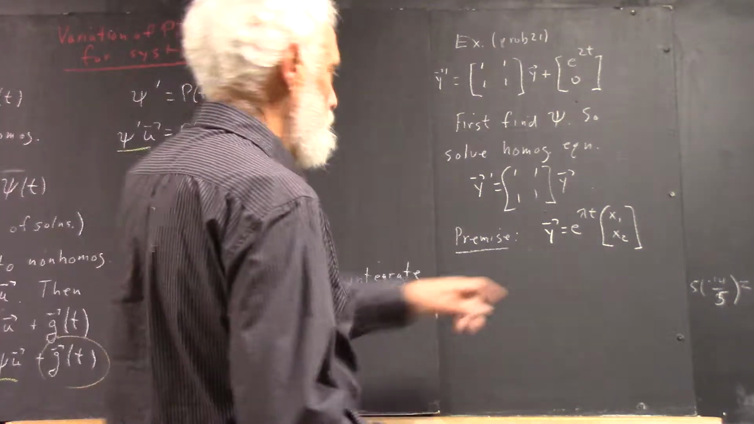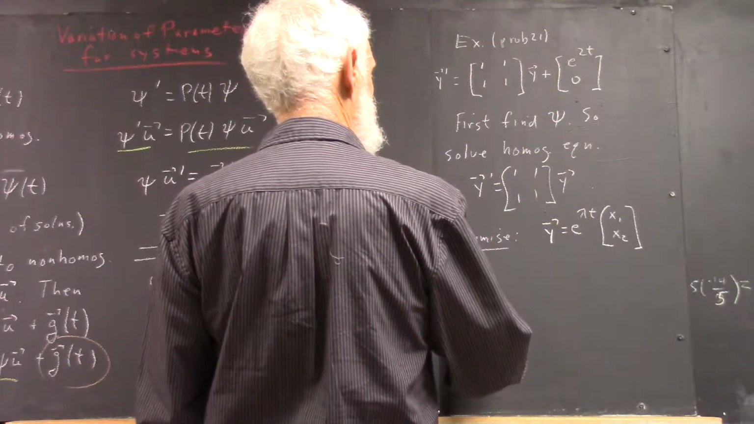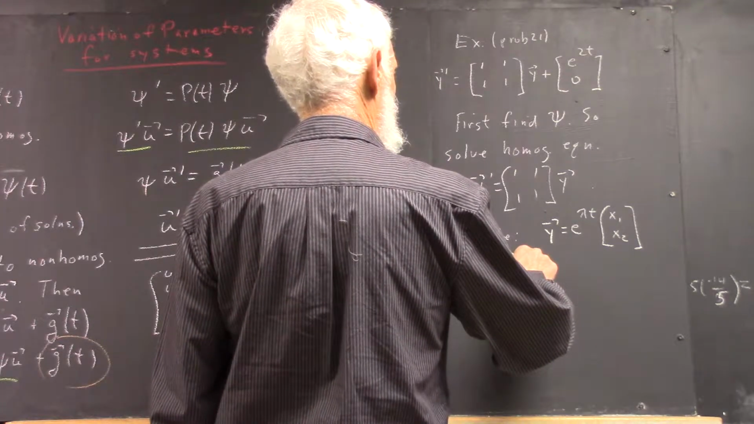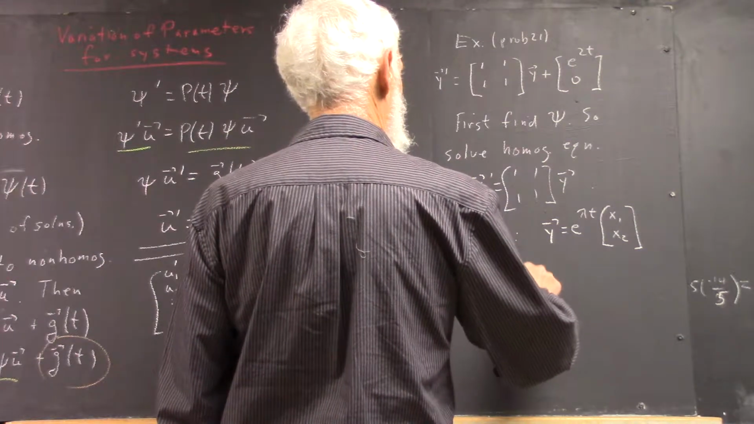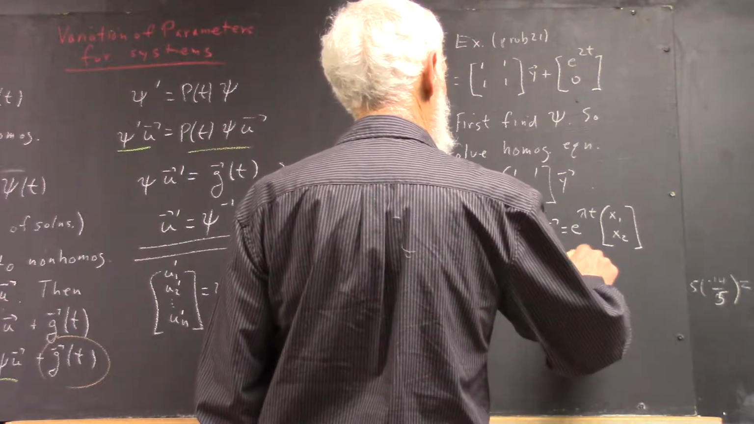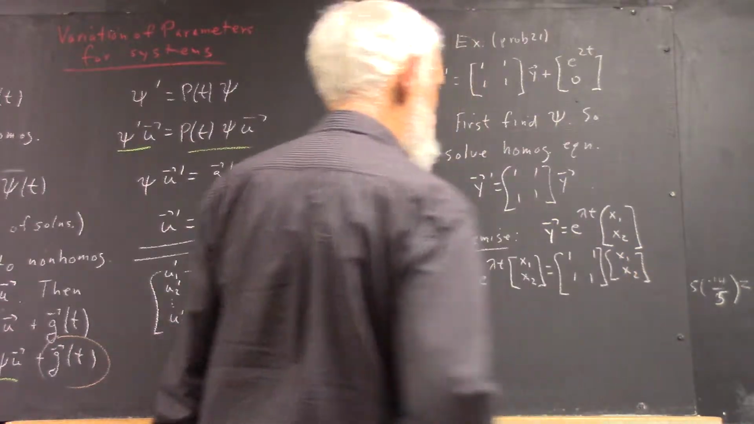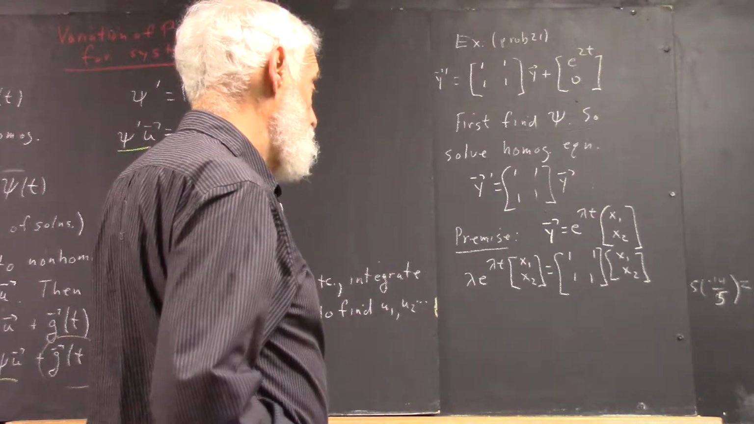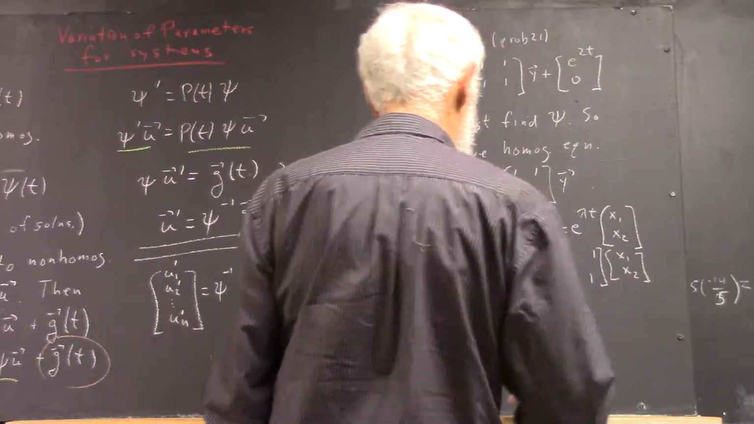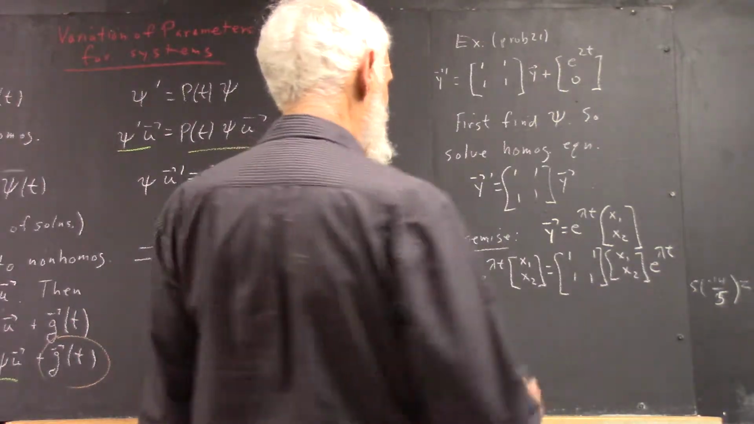Okay. What do we do with this? We substitute this into the equation, right? So we get lambda e to the lambda t times x1, x2 equals 1, 1, 1, 1 times x1, x2. Right? Okay. So this tells us, we don't need to put e to the lambda t. Now there's an e to the lambda t over here. I should have put it on the left, and we'll have it here. And that divides out, right? So we get lambda.